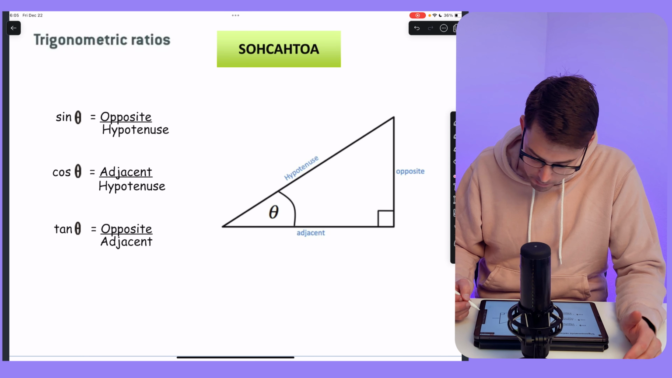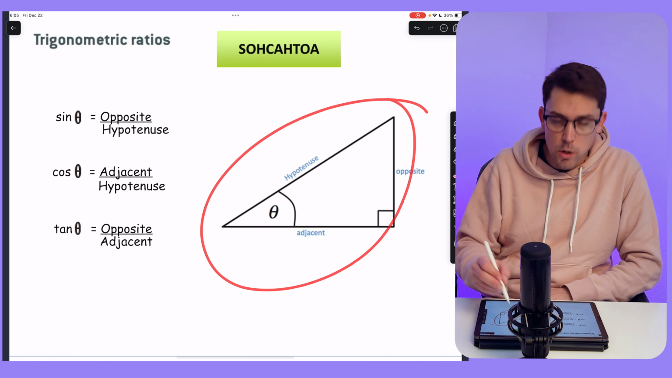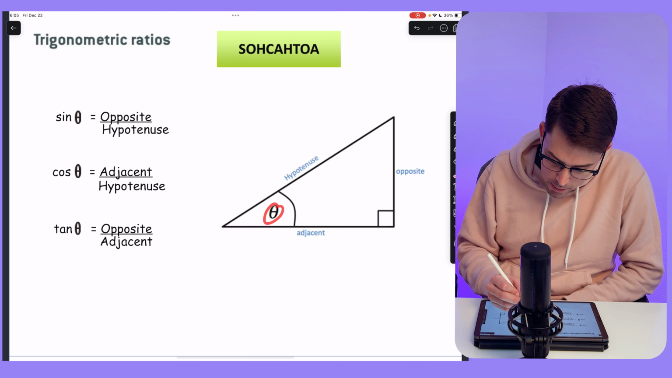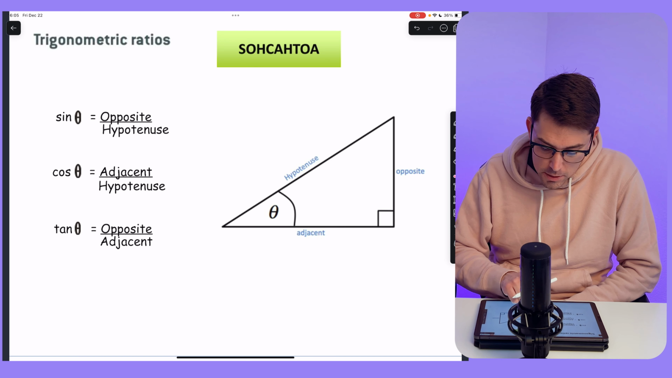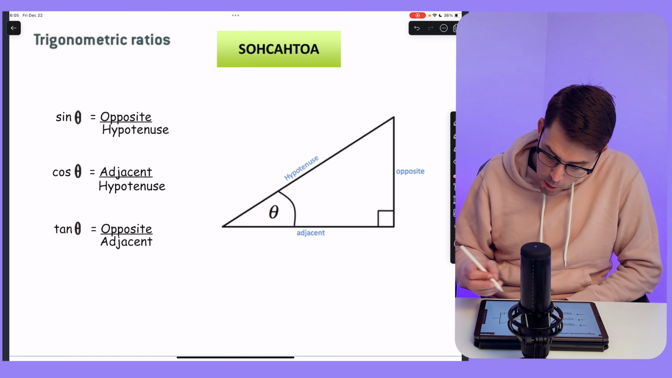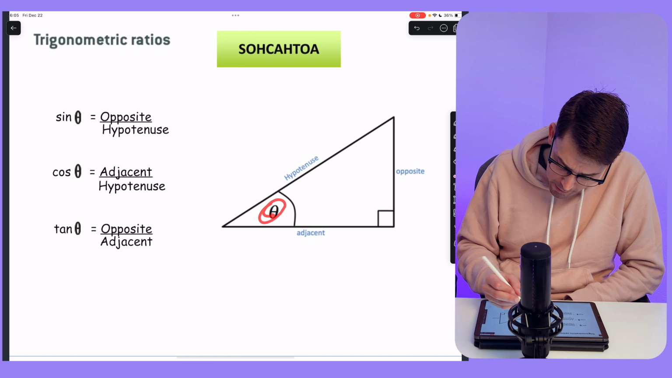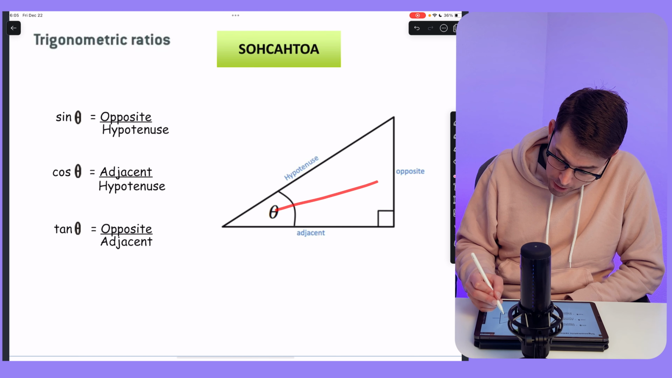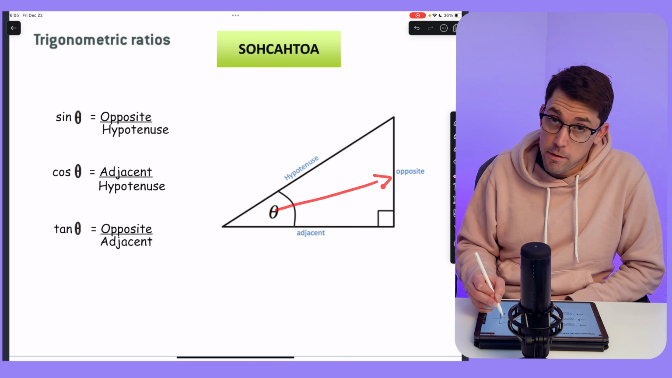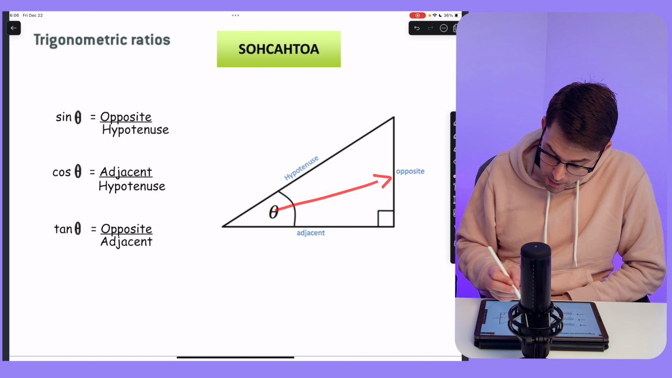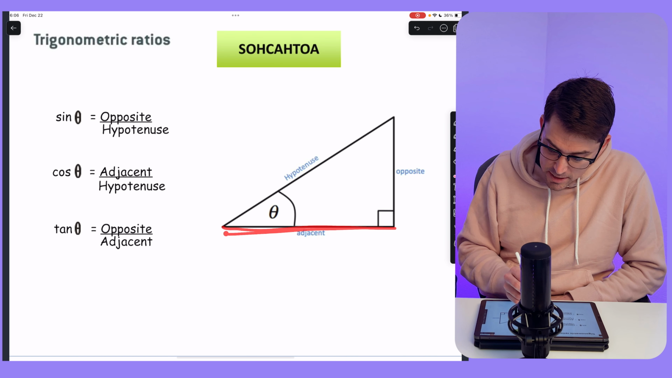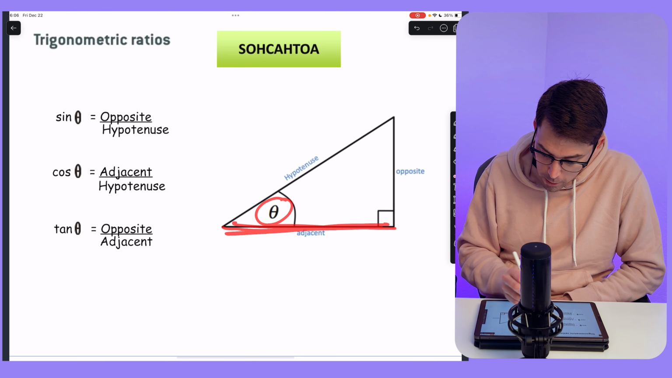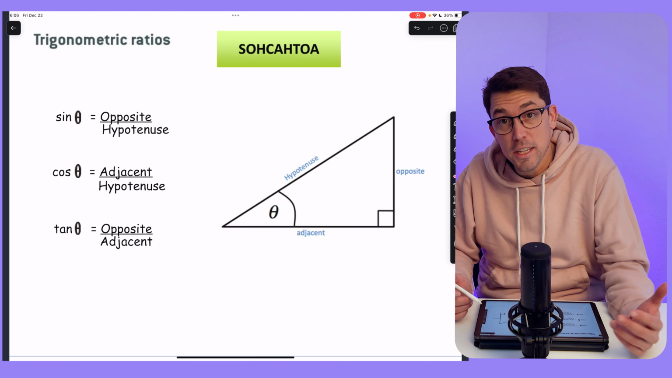So SOH CAH TOA is a really easy way for us to remember what the trig ratios are. It's important to establish a base case, and that's why I have this triangle right here. You can see that right here is theta, a Greek letter that often denotes the angle I'm looking at. Whatever is the opposite leg of the triangle is your opposite side, or your O. And then here is our adjacent side, meaning it's touching this angle. It's a part of this angle. So that's going to be our adjacent side, or our A.